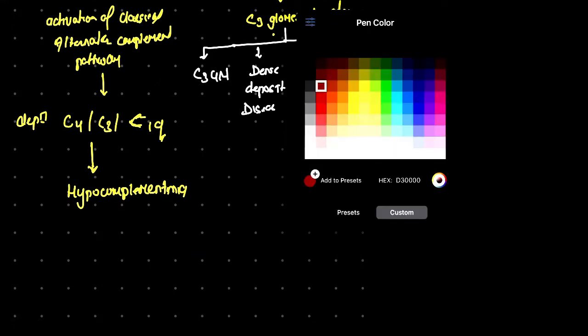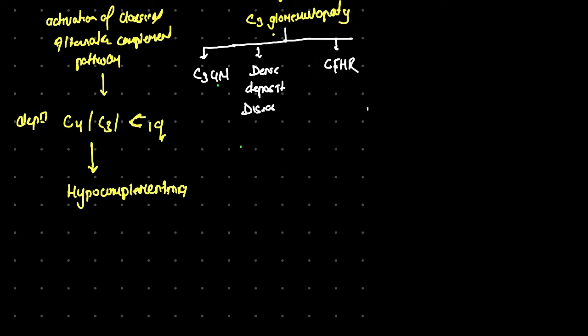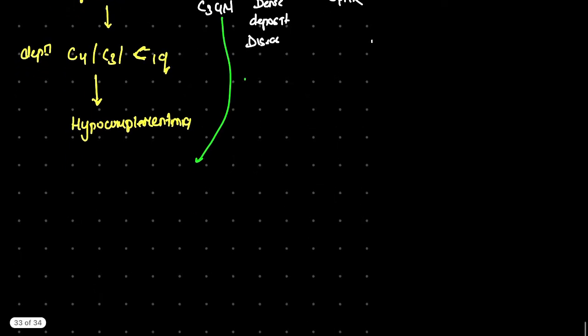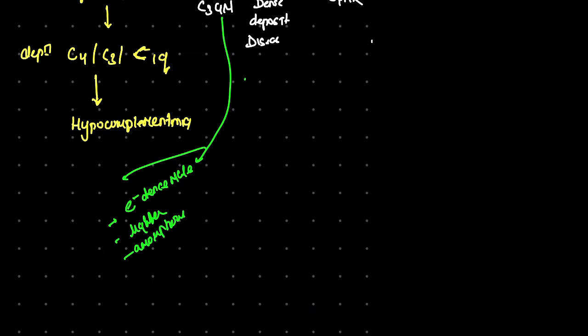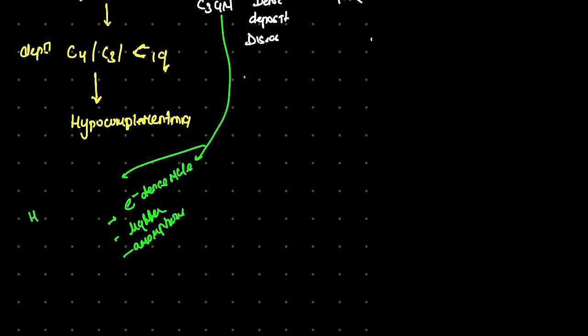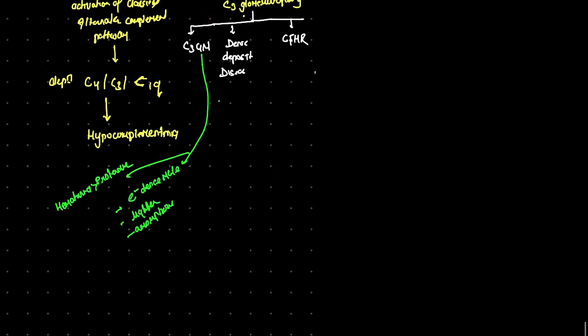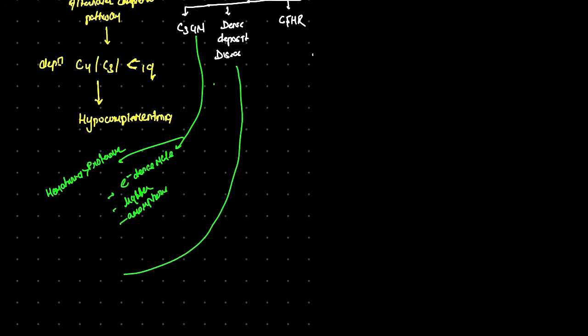In this C3GN, there will be deposition of electron dense material. Electron dense material will be deposited. It is lighter and amorphous in nature, and it is especially seen in elderly people. Here there will be excessive hematuria, then proteinuria. So this is what we need to know about C3GN.